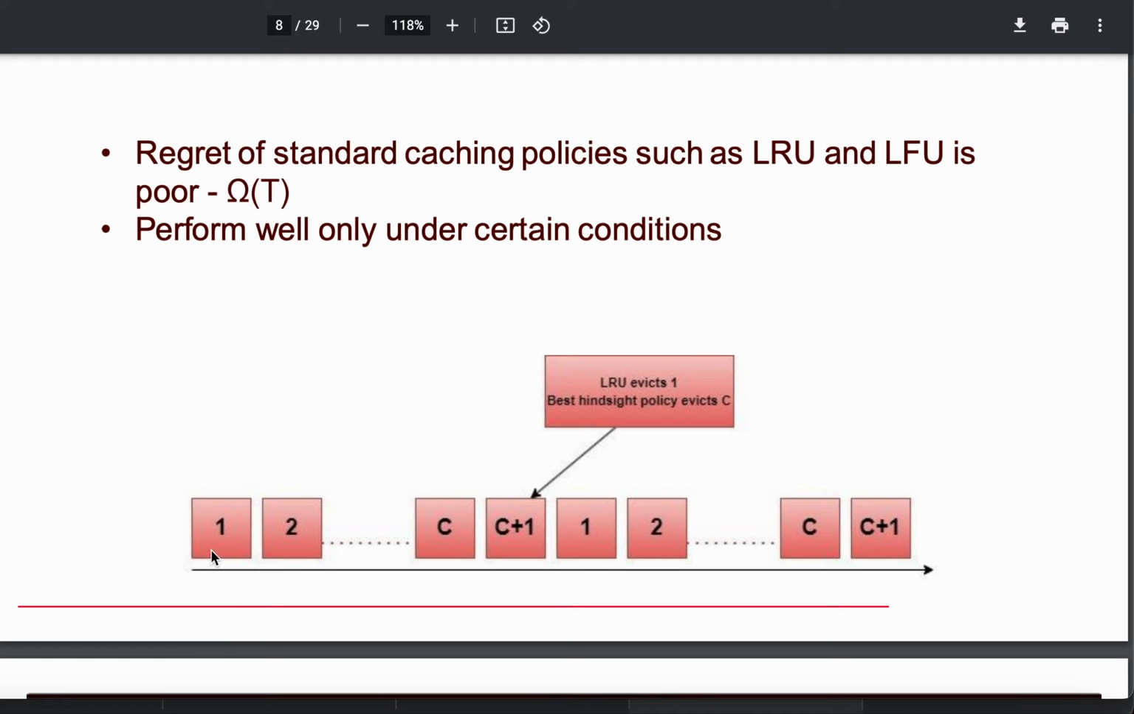A simple example to show where LRU is not so good: let's say you have been given elements in such order, and now when the C plus 1th element or file is requested, LRU will evict the first element, but the best policy would have evicted element C, and that would have ensured a cache hit of element 1 when it was requested again. This is how the regret piles up, and this is why regret is a very practical metric to refer to, right?